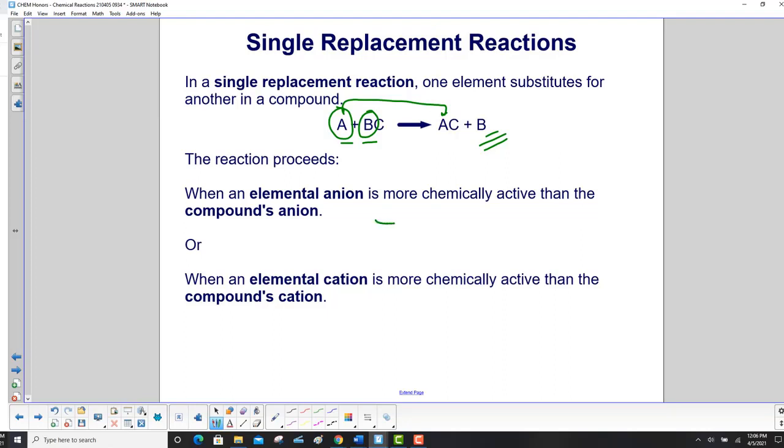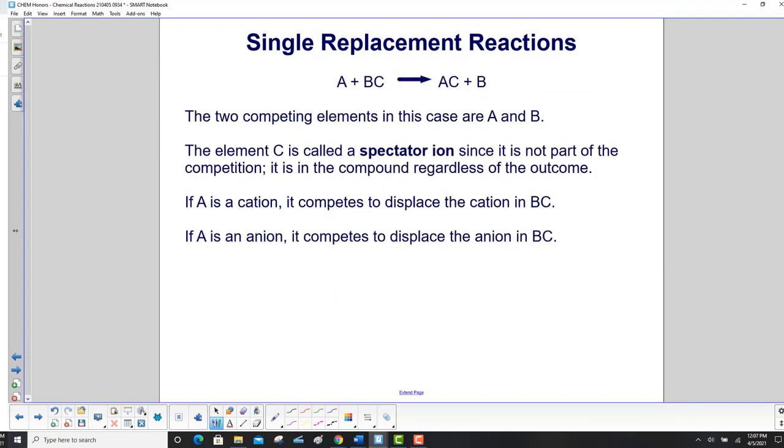Remember, anions are negatively charged, or when an elemental cation, positively charged, is more chemically active than the compound's cation. The two competing elements in this case are A and B. The element C is called a spectator ion since it is not part of the competition. It is in the compound regardless of the outcome. It's either BC or AC.